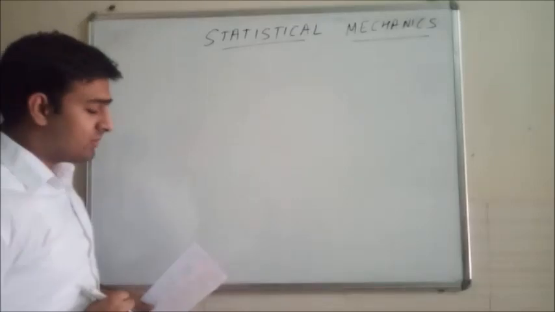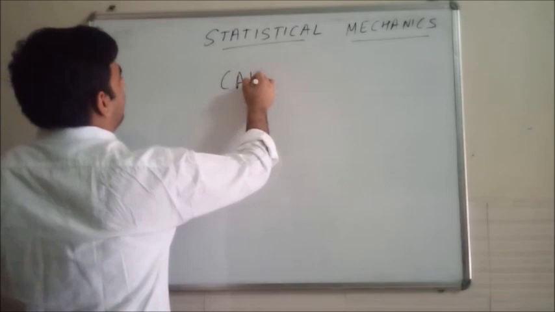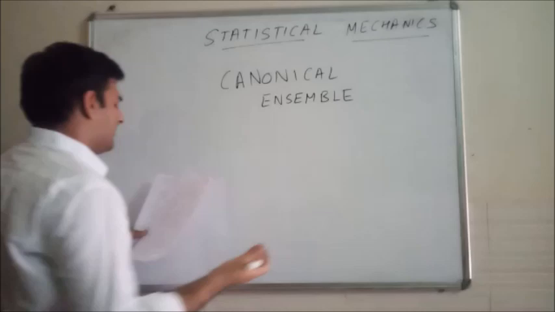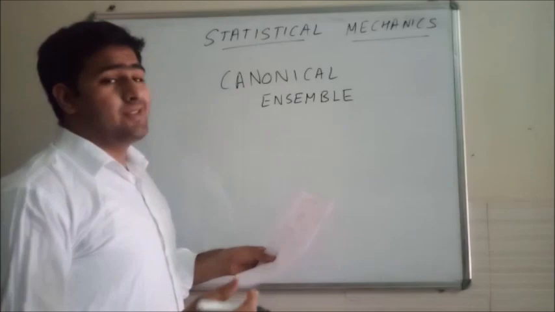We'll talk about the other two ensembles. So the first one is the canonical ensemble. In the first video, we talked about the microcanonical ensemble, which consists of an isolated system.